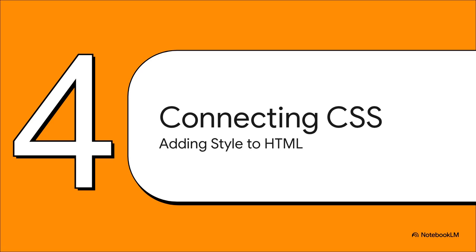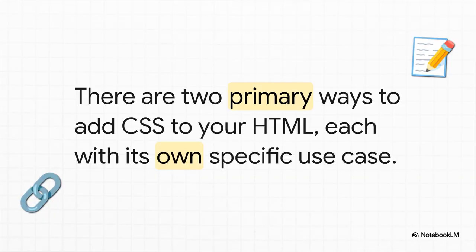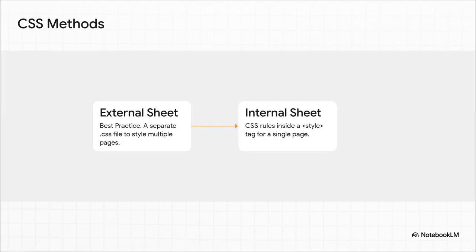Okay, so we've got our HTML structure, our skeleton, and we've got our CSS file, the clothes. But how do you actually connect them? How do you tell that skeleton which outfit it's supposed to wear? Well, it turns out there are a couple of main ways to do this, and each one is really suited for a different kind of situation. So, the number one way, the best practice, and by far the most common method is what's called an external style sheet. That's just a fancy way of saying all your styles live together in their own separate .css file. The other option is what's called an internal style sheet.